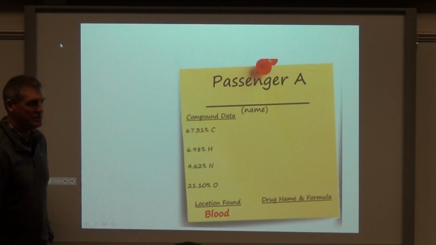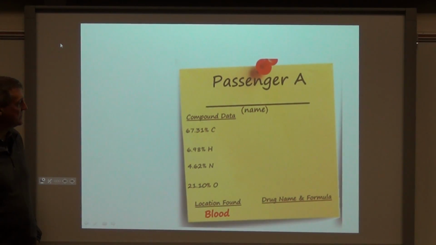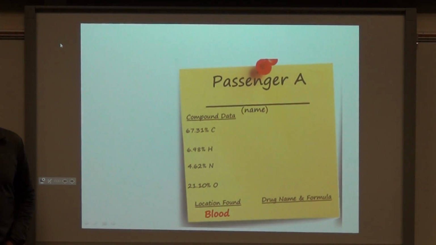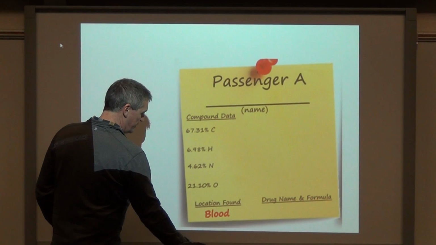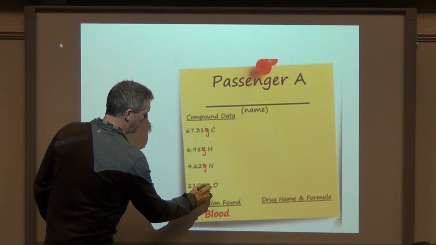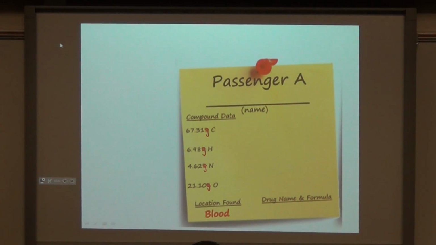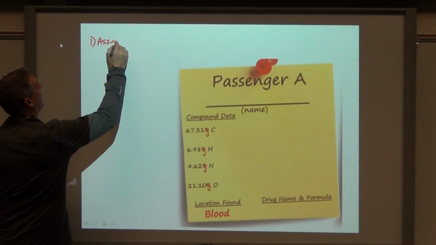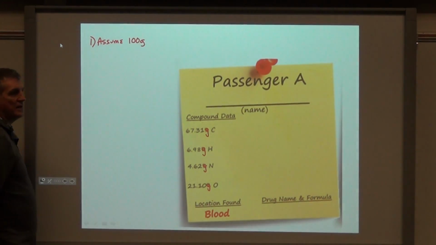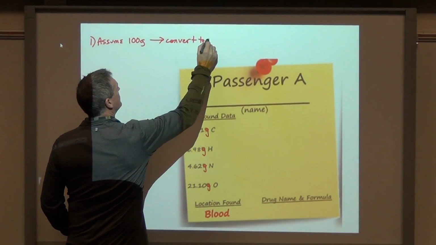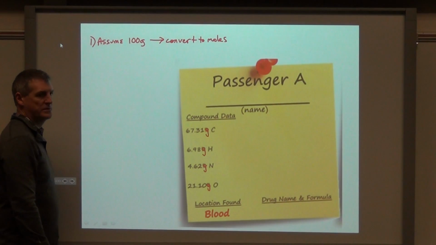We've got the percent composition of this substance. 67.31% is carbon, 6.98% is hydrogen, etc. All those percentages add up to 100. So every time you see a percent sign here, we're just going to replace that with grams, because our first step is to assume we've got 100 grams, and we're going to convert to moles.